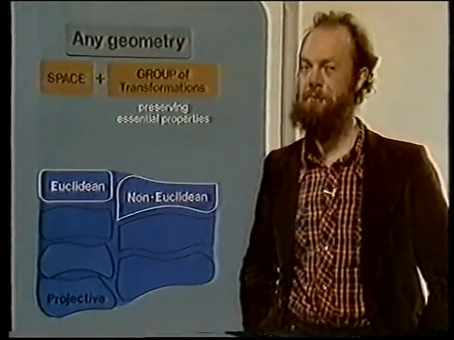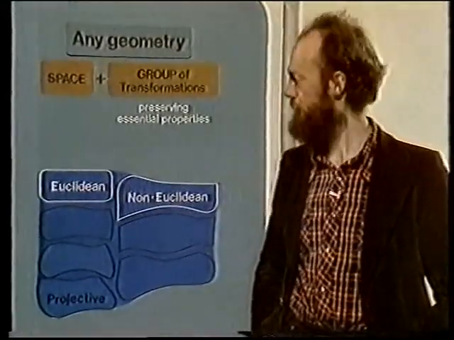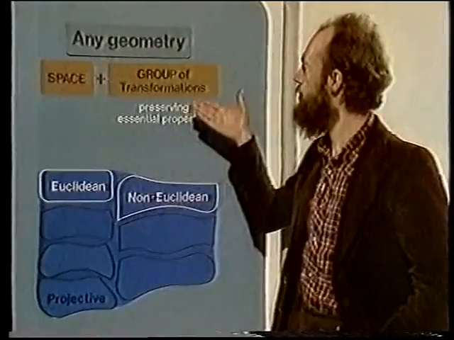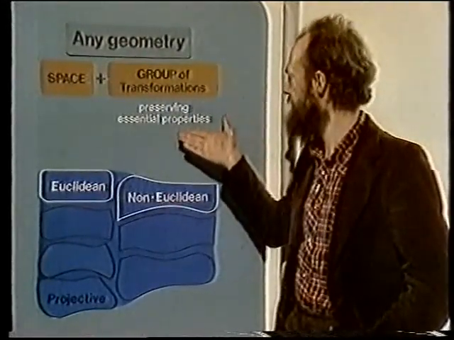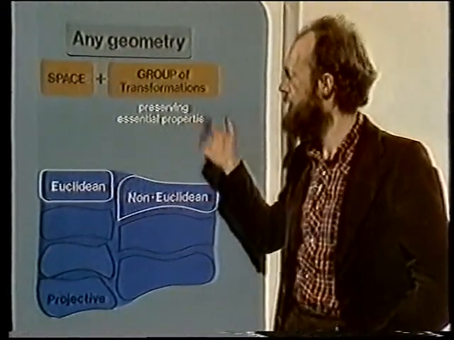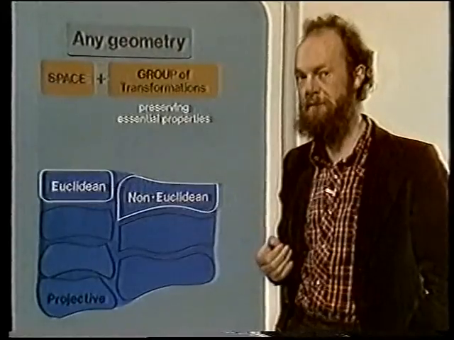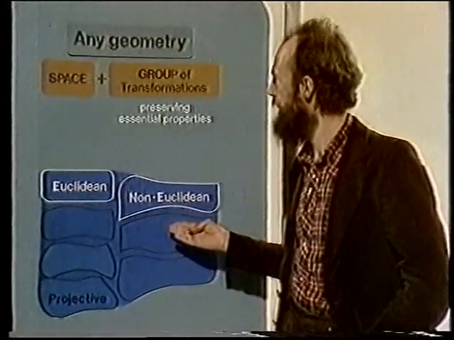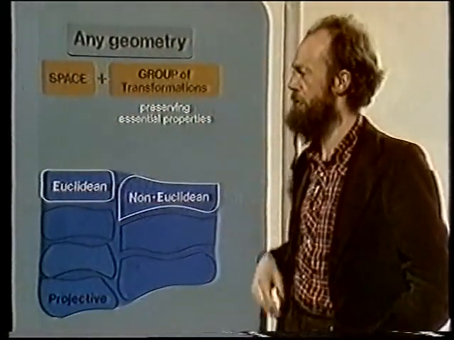In fact, also preserved is the non-Euclidean distance between points. So we can unify the two geometries in spirit by saying there's a space in each case, there's a group of transformations acting on that space in each case, and the groups preserve essential properties. In this case, the essential property is distance between points in the two different interpretations of distance. What distinguishes between these two geometries is the fact that the space is different and it's a different group of transformations that acts on it.